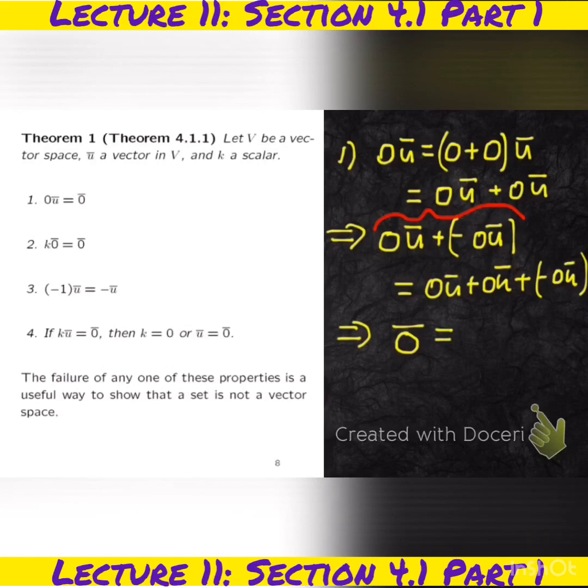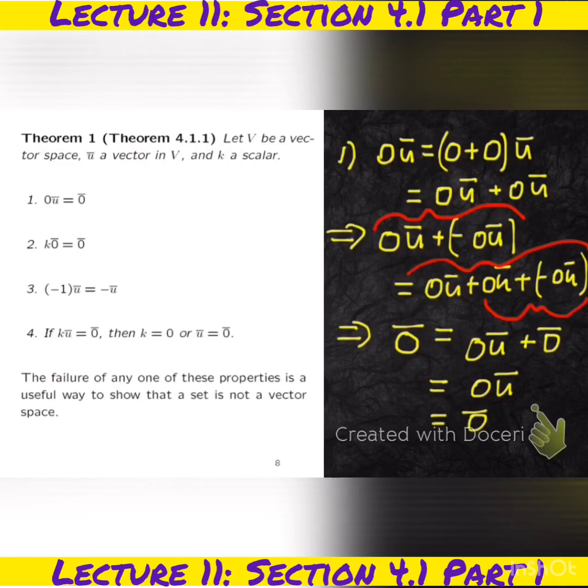And what happens here? A vector added to its negative is always the 0 vector. So that's going to become the vector 0u plus the 0 vector, and adding the 0 vector to any vector is the vector. So 0 times any vector u is the 0 vector.